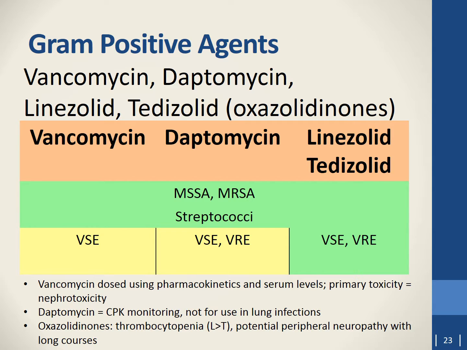Daptomycin should be avoided for treating pneumonias because it's inactivated by pulmonary surfactant in the lung, so we don't get good interstitial lung concentrations for daptomycin. And then as far as a couple of toxicities to point out with the oxazolidinones, thrombocytopenia is one of the primary toxicities, with linezolid showing more frequency of thrombocytopenia or a higher rate compared to tadalafil. And there's a potential for peripheral neuropathies as well. Typically, we see this with more prolonged courses, so 2 weeks or greater.